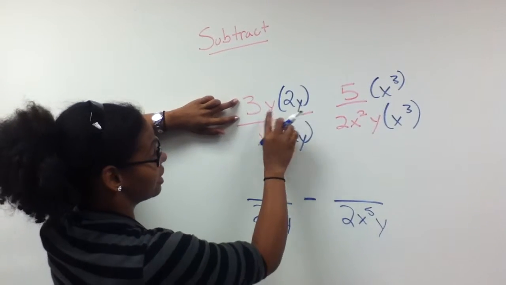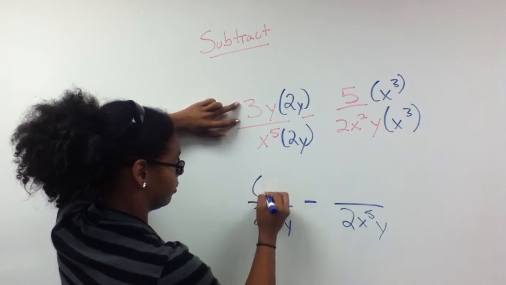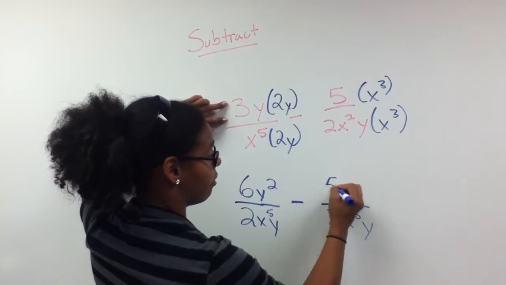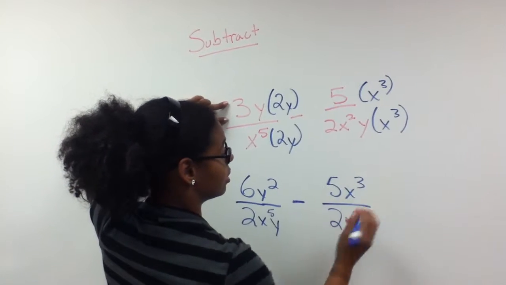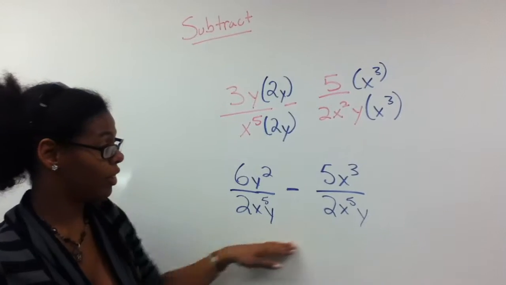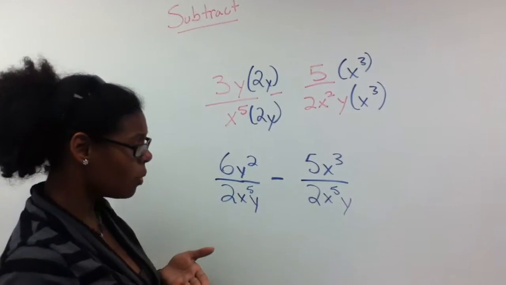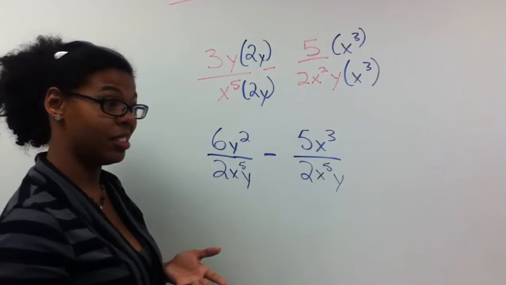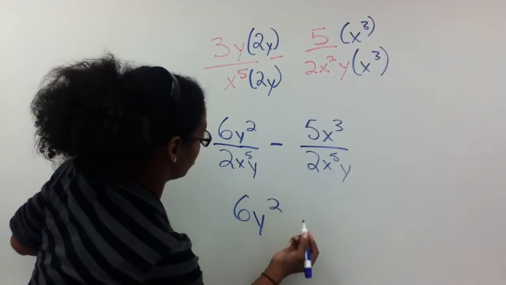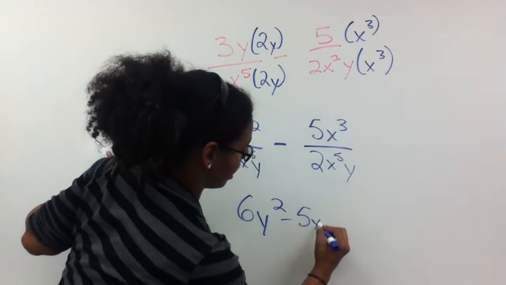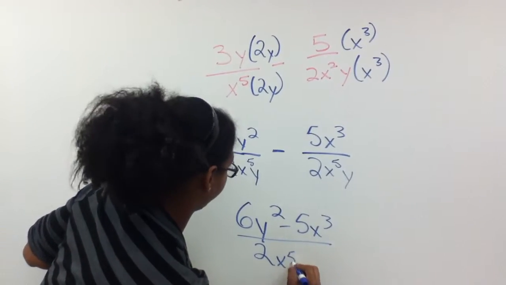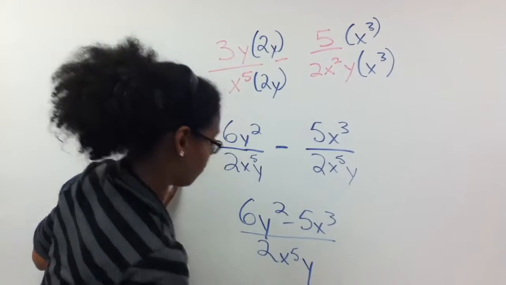So here we have 6y squared for this numerator, and on this side we're going to have 5x cubed. And that's pretty much our problem so far. Now that they're both underneath the same denominator, we can go ahead and get started on solving it. So now that we have 6y squared minus 5x cubed over 2x to the 5th y.